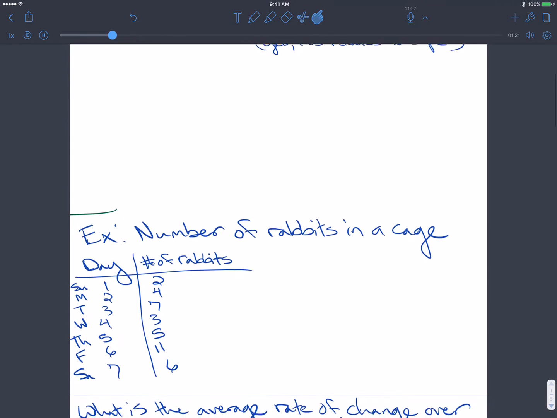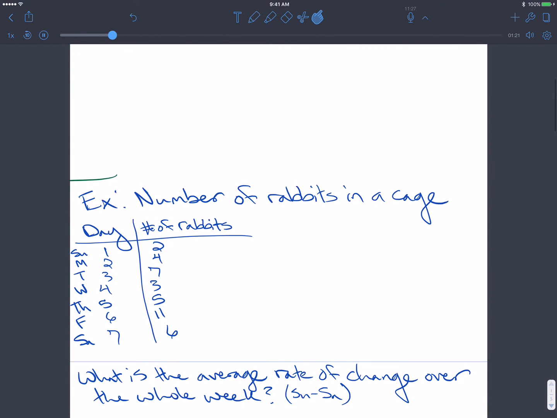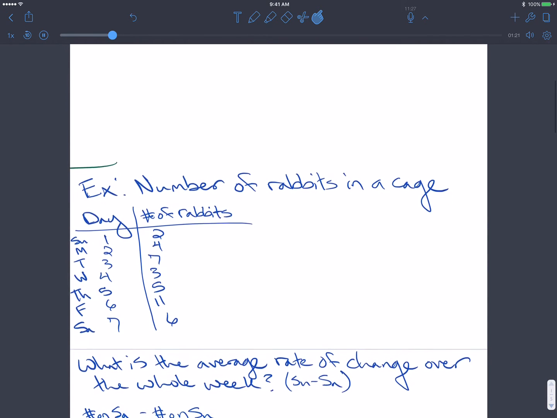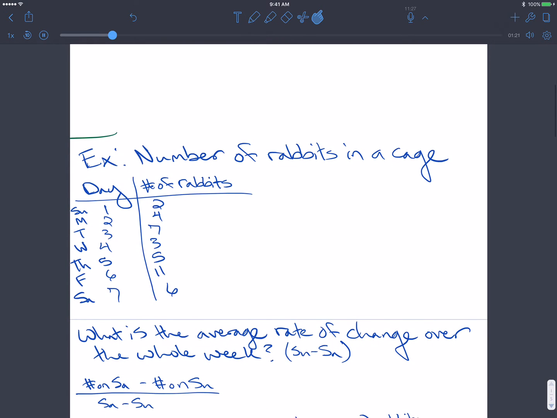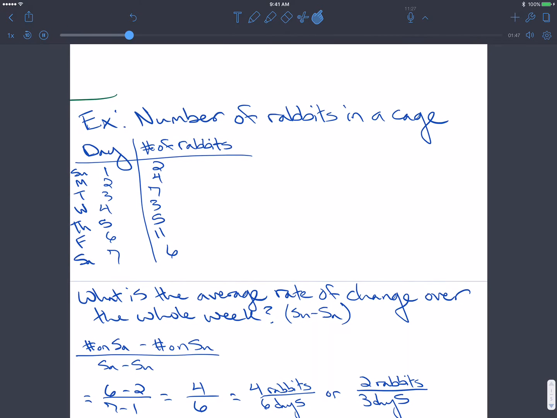What is the average rate of change over the whole week, which means going from Sunday all the way through Saturday? What is the average rate of change? So to do that, we want the number of rabbits that we see on Saturday minus the number of rabbits we see on Sunday, and then divide that by the difference in the number of days. How many days are between Saturday and Sunday? Going backwards. So the number on Saturday, Saturday is 7, we had 6 rabbits. So we have 6, minus the number on Sunday. On Sunday we had 2, so 6 minus 2 on top. And the numbers for the days correspond to 7 and 1. So 7 minus 1 goes in the denominator.